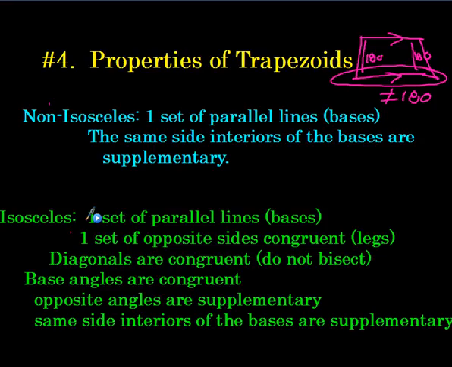For an isosceles trapezoid, a little bit more properties. So 1 set of parallel lines, those are the bases. 1 set of opposite sides congruent, those are the legs. The diagonals here are congruent. They don't bisect each other, though. The base angles are congruent, so what that looks like is this. These are my base angles. Those would be congruent, and these would be congruent. Opposite angles are supplementary, so keep in mind if these equal 180, that means these have to equal 180. And then the same side interiors of the bases are supplementary. So that's the same property that we just talked about up here.